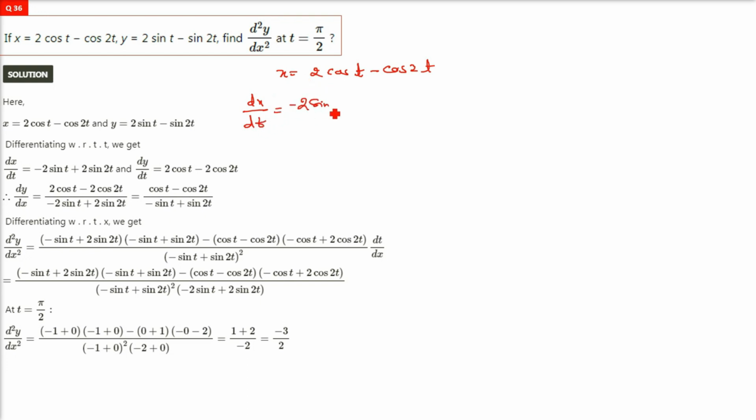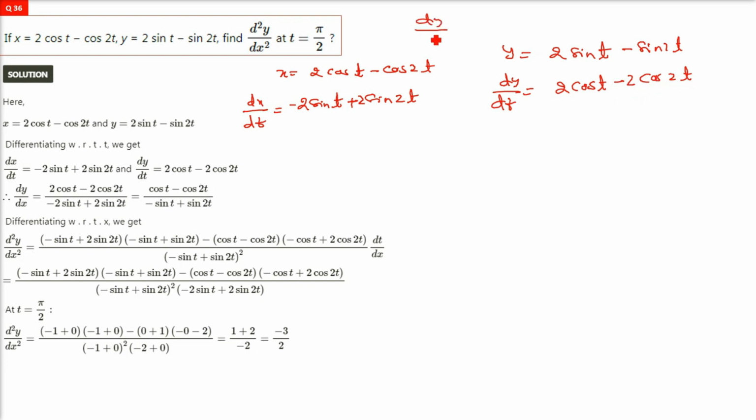So I'm doing it. dx/dt is minus 2 sin t minus sin 2t. The differentiation of 2t will be 2, and minus minus will become plus. Cos, the differentiation of cos is minus sin, and 2t is already there, so 2 will come in front. Coming to y, 2 sin t minus sin 2t. So dy/dt is equal to 2 cos t, sin 2t gives cos 2t, and the differentiation of 2t is 2 only. So this is 2 cos t minus 2 cos 2t.